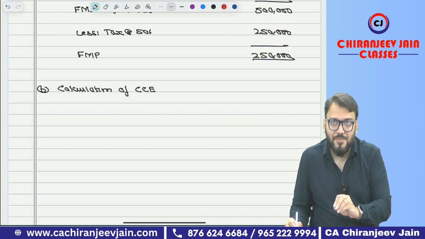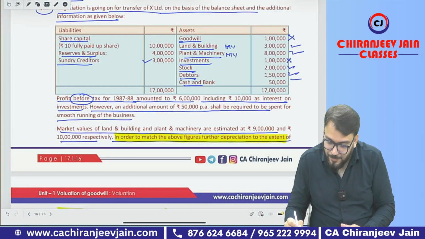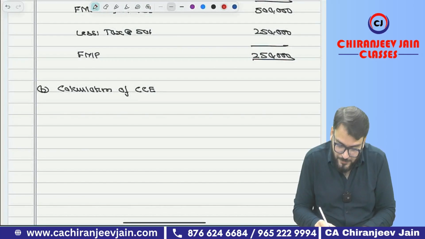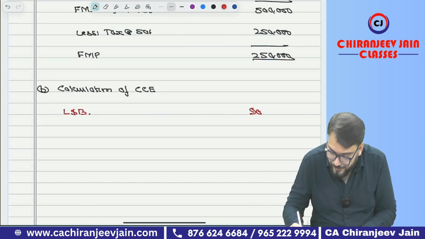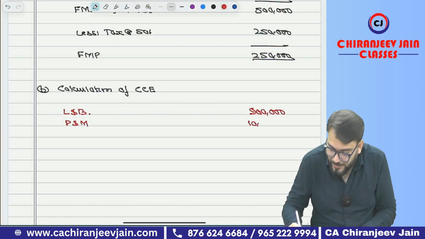All assets at fair value. Let us take one by one. We'll start with land and building, and for land and building it is given 9 lakh, and for plant and machinery it is given 10 lakh. So be careful. Okay, 9 lakh and 10 lakh. Land and building is 9 lakh. Plant and machinery is 10 lakh.